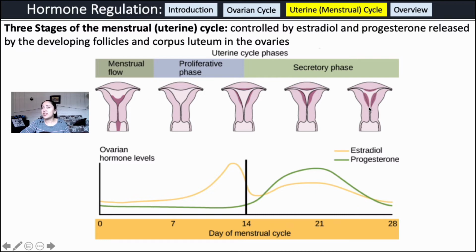However, if fertilization does not occur, the corpus luteum degenerates within the ovaries. This causes progesterone levels to drop. This drop in progesterone level is what triggers your uterus to shed its inner lining, and that leads to the menstrual phase of the uterine cycle.